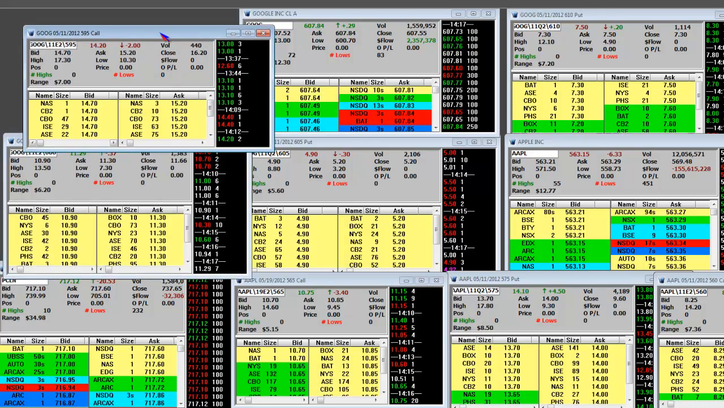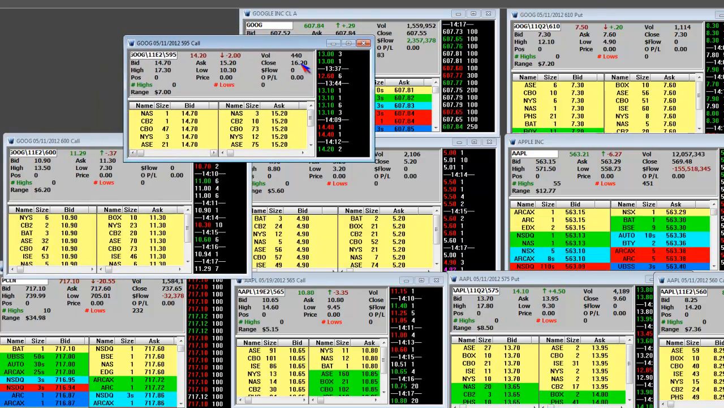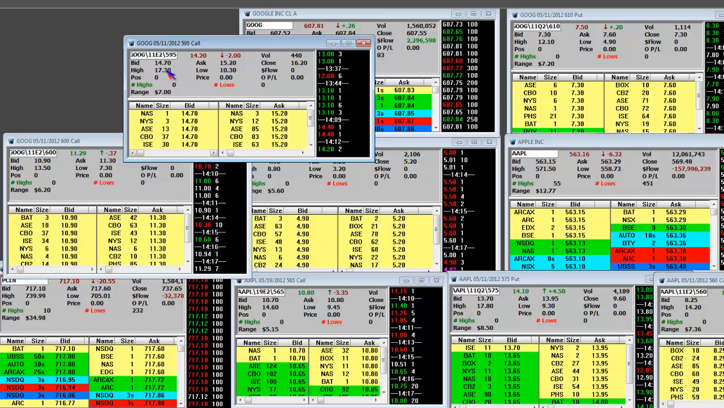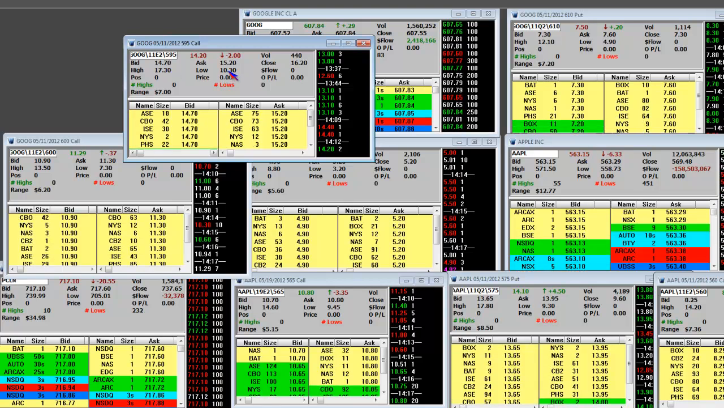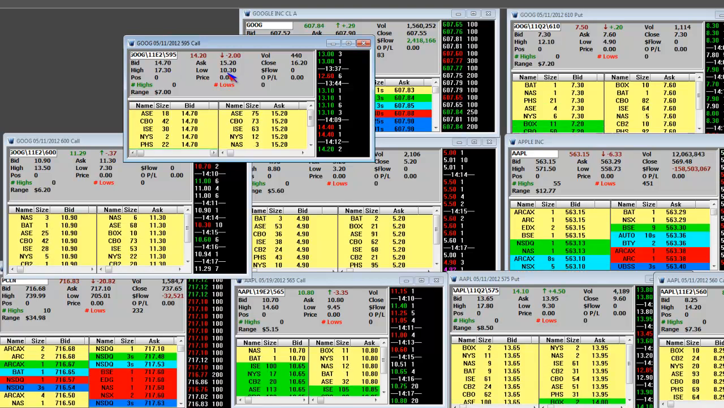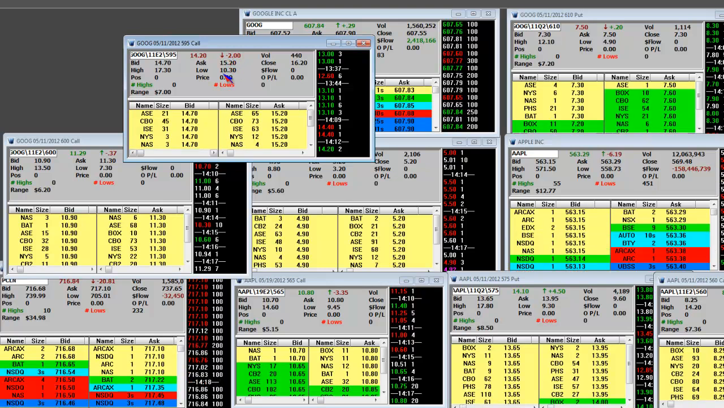Let's take a look at this 595 call. Closed at 1620. The high was 1730 though. But look at the markdown at 1030 with a big entry. So what if it's still negative $2?